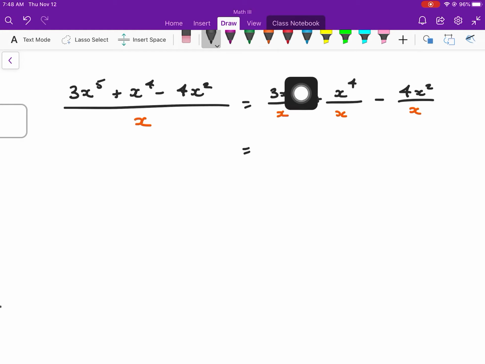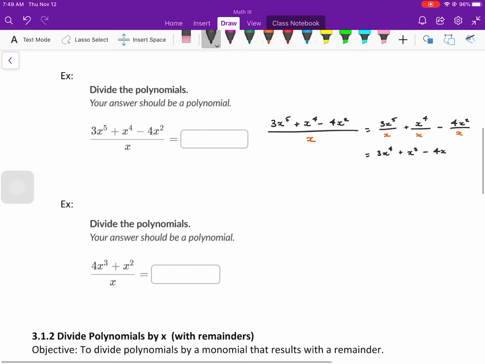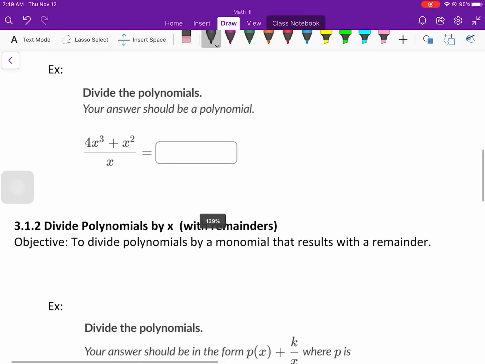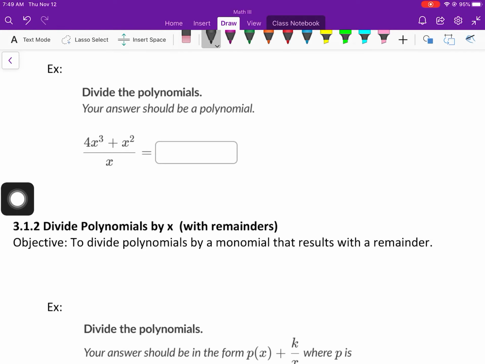And 5 minus 1, we're going to take an x away from the x to the 5th, which gives us 3x to the 4th, plus x cubed minus 4x. And there you go, that's the process. This one, same exact thing. This will just be 4x squared, because we take away an x from that, plus x.